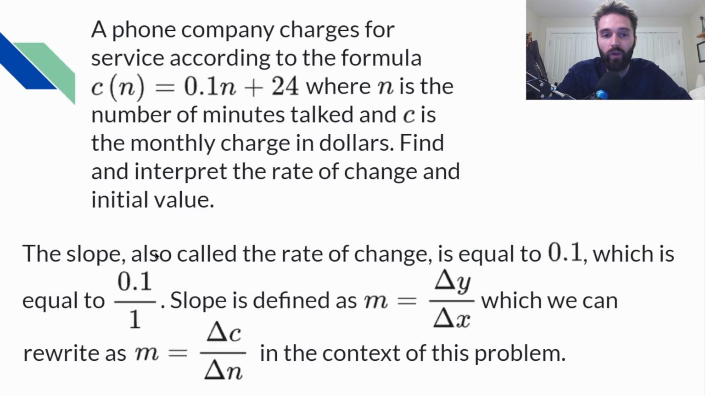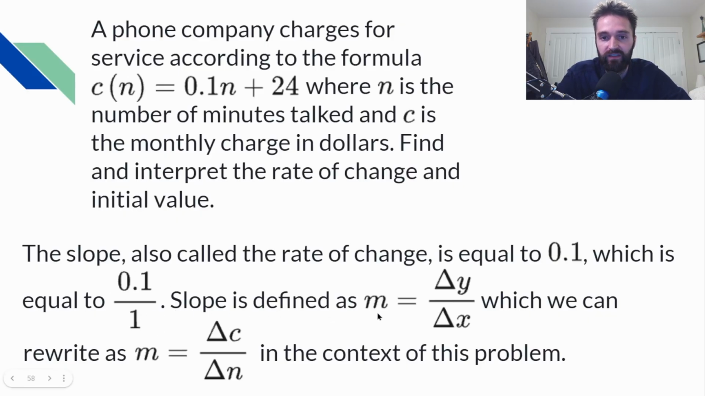The slope, which we can also call the rate of change, is equal to 0.1, right? This is the number that's next to the independent variable n. Okay, the slope is 0.1. And what I want to do is rewrite 0.1 as 0.1 over 1. All right, I haven't done anything to change the number. Anything divided by 1 is just equal to itself. So it's equal to this.